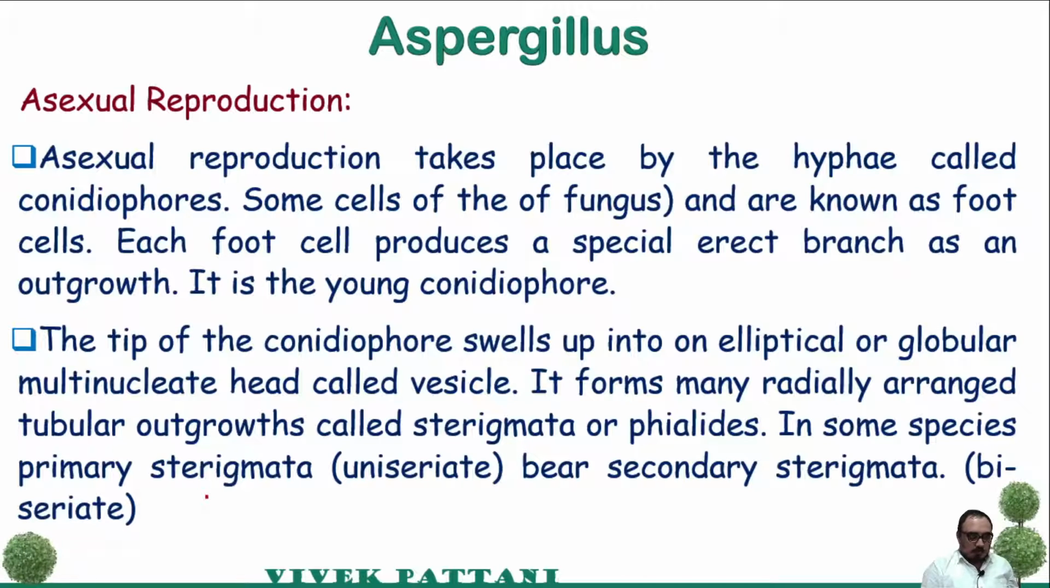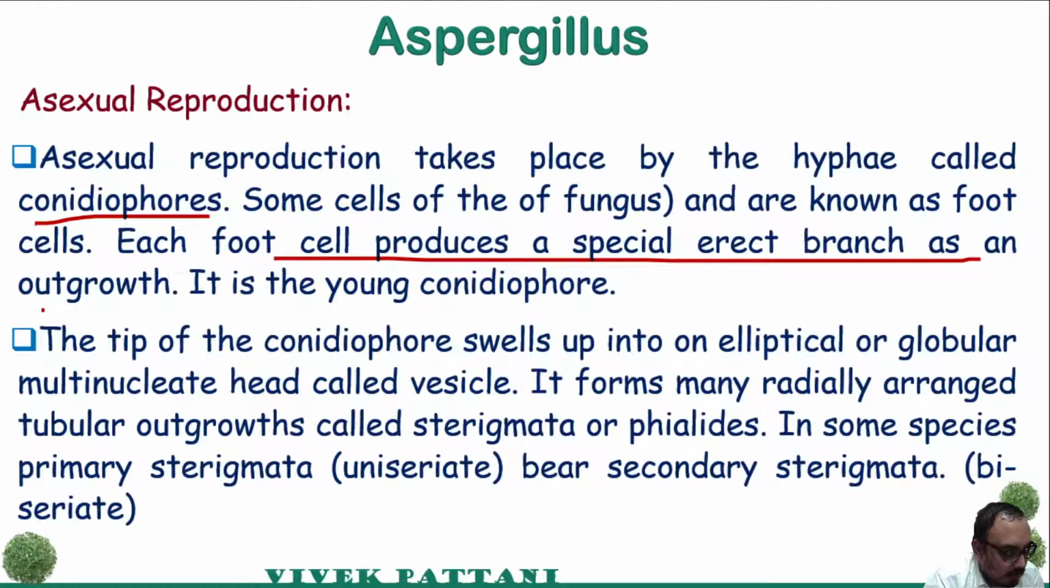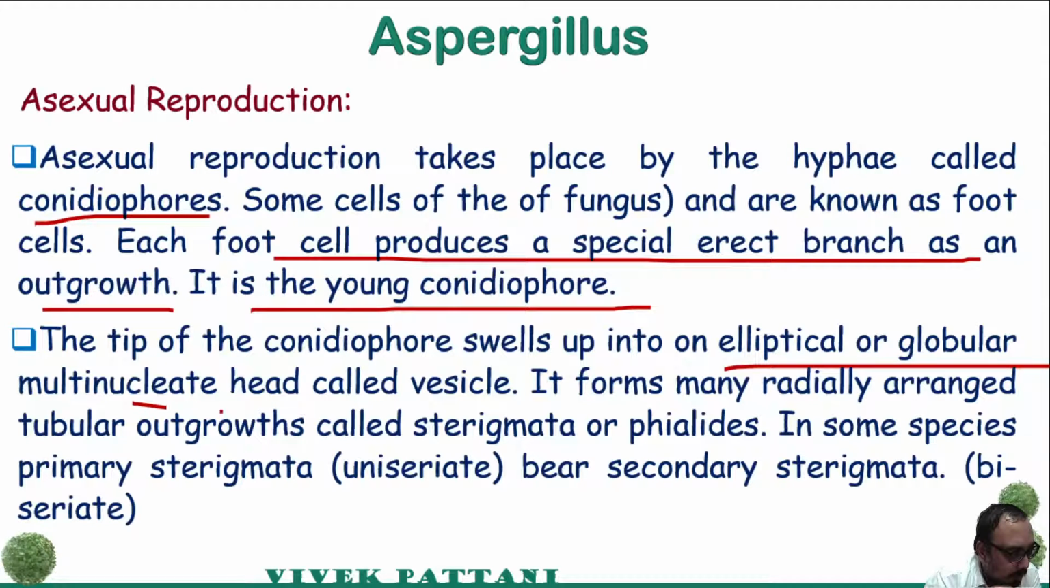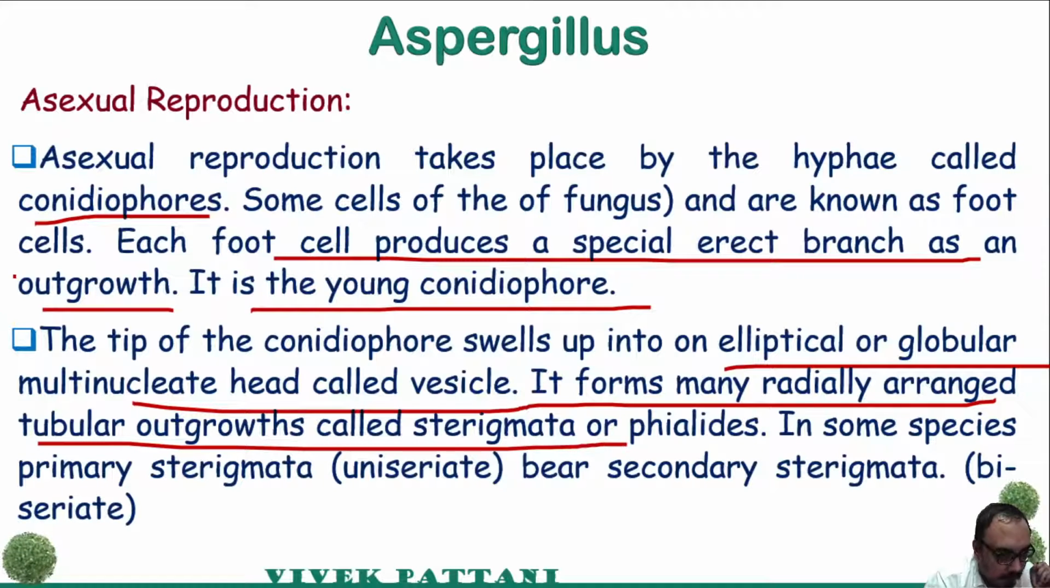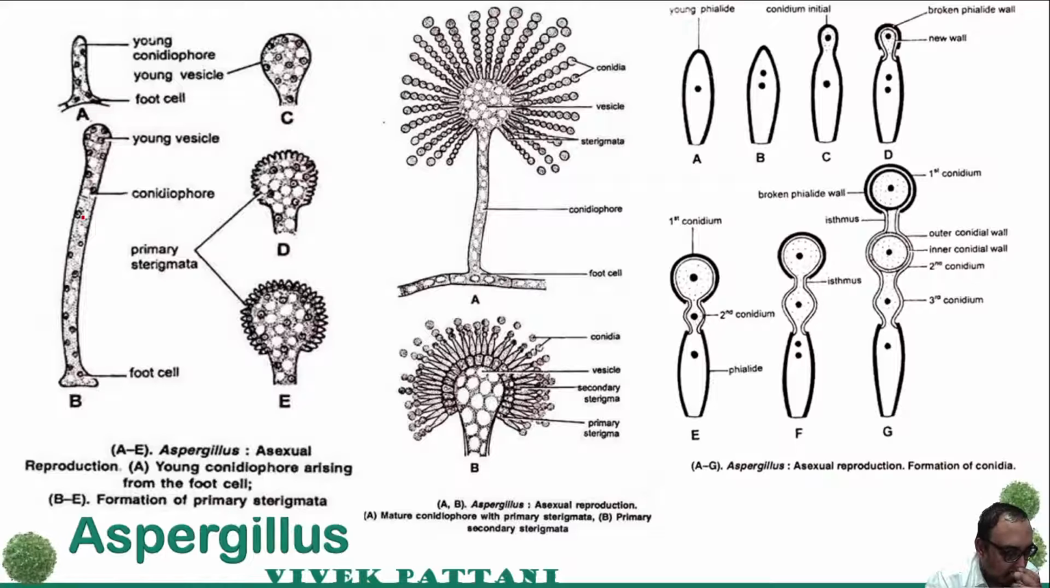Okay. Next comes the asexual reproduction, which takes place by the hyphae called conidiophores, or spores, and some cells of the fungi are known as foot cells also. Each foot cell produces a special erect branch as an outgrowth, and it is the young conidiophore. The tip of the conidiophore develops into an elliptical or globular multinucleate head called a vesicle, where it forms radially arranged tubular growths called sterigmata or phialides. In some species, primary sterigmata, which are unicellular, bear secondary sterigmata also. Please have a look at the diagram given here.